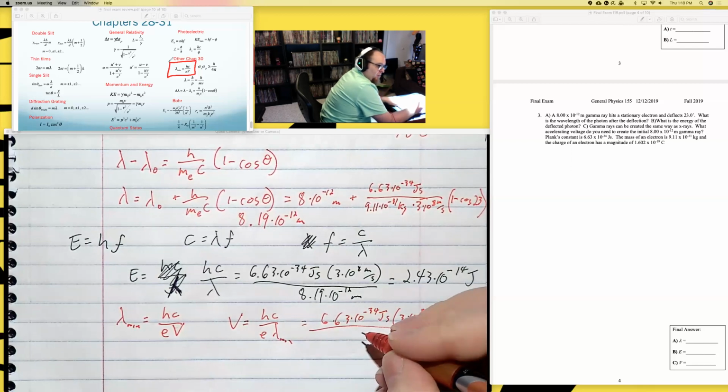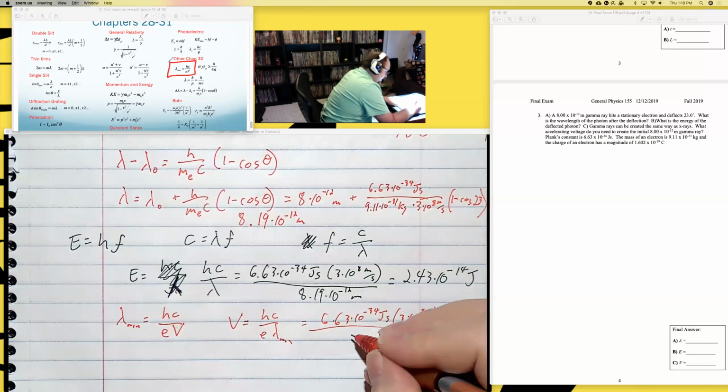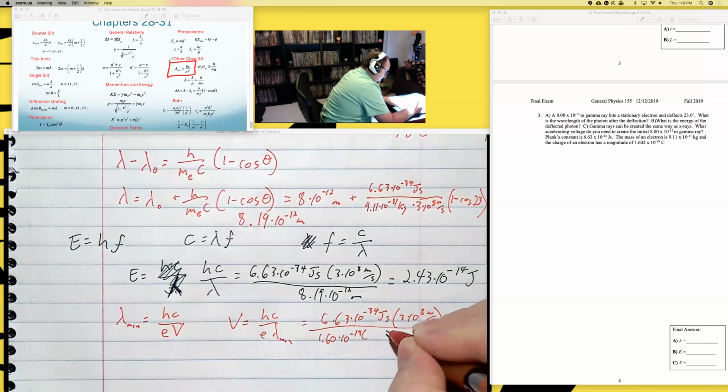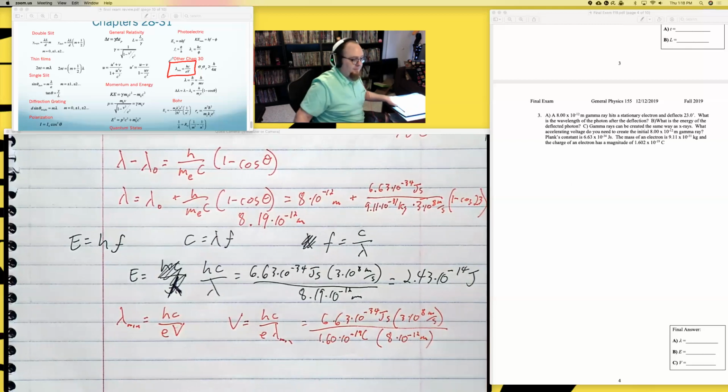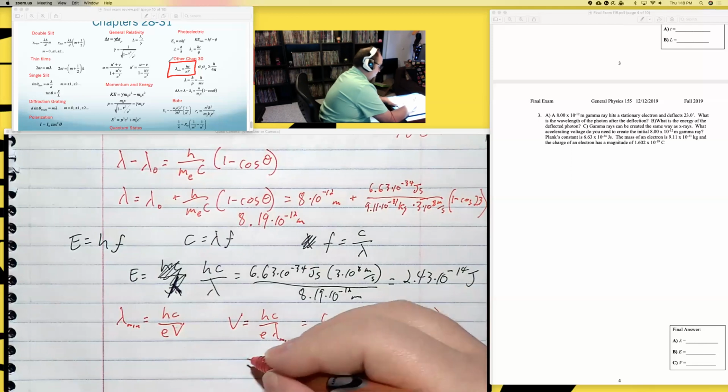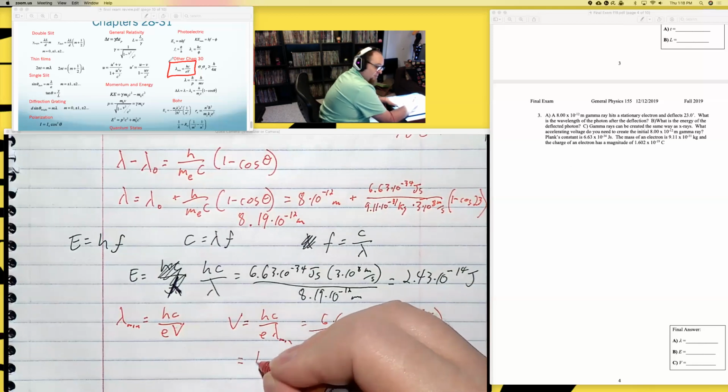Charge on electron, 1.6, yep. And it said the initial lambda was 8 times 10 to the negative 12 meters. Am I still on the screen? I'm still on the screen.